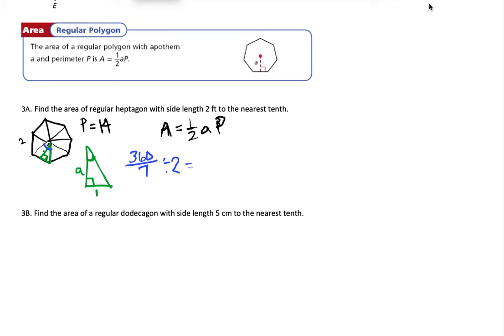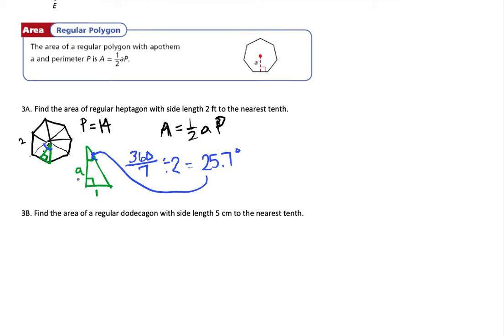Okay, I have no idea why that didn't pause, but I just want to make sure that I had the right number. So 360 divided by 7 gives you like 51.4 if you round it, and then you divide it by 2, you get 25.7. So that's the number of degrees we'll use. That is the number of degrees right here.